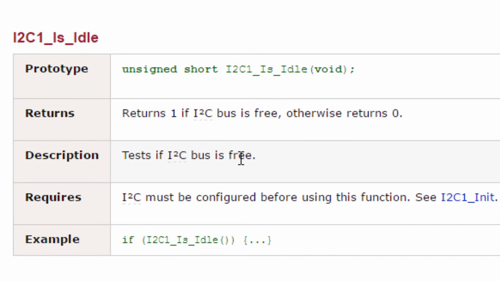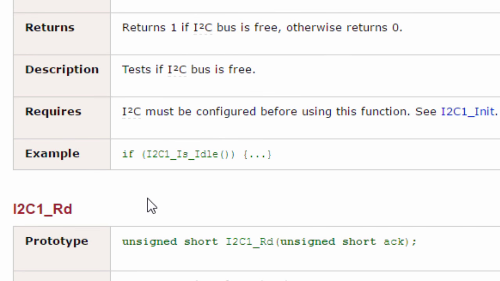The next routine is I2C1_Is_Idle. This routine tests if the I2C bus is free, and it's going to return a 1 if the I2C bus is free, otherwise it's going to return a 0. This is how you can test this function. You can just write, if I2C1_Is_Idle, then if the condition is true, you can do something, and if the condition is not true, then maybe you can do something else or wait before you can do something.